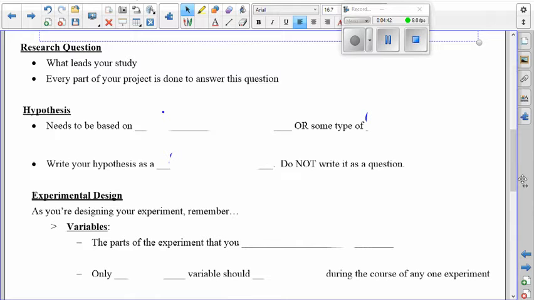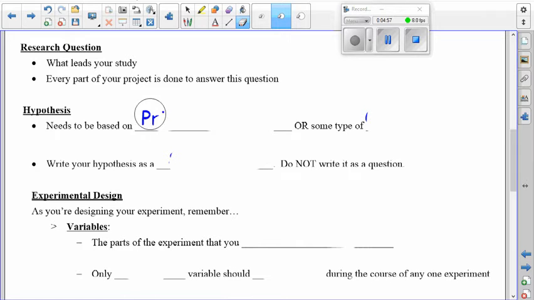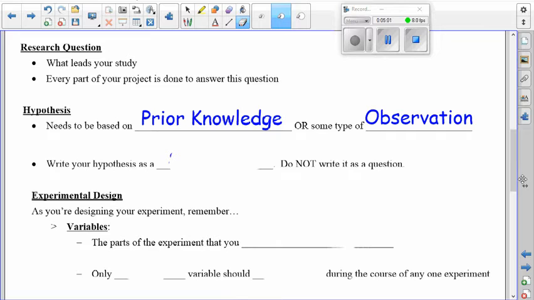So it all starts with a research question. We don't do any science unless we have a question about something. Okay? We won't write science until we have a question about something. So, we're going to start with our hypothesis. Our hypothesis should be based on prior knowledge or some sort of observation.